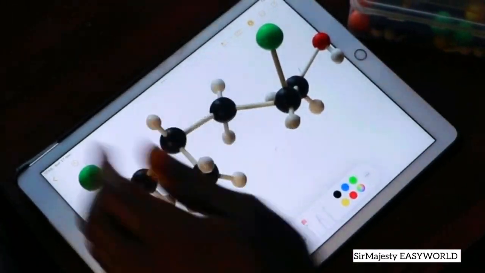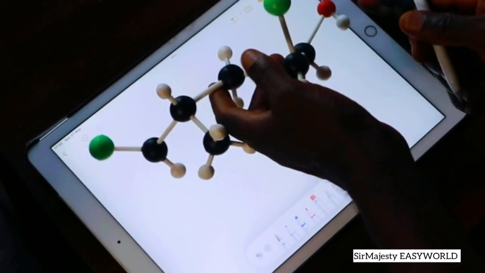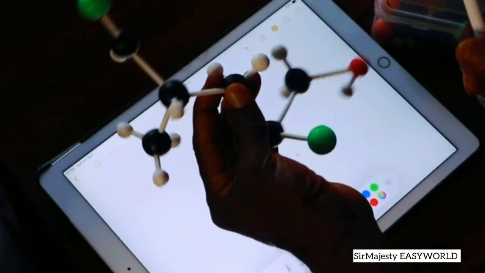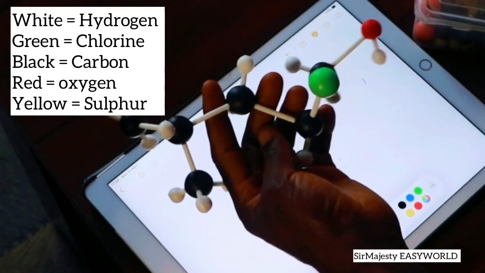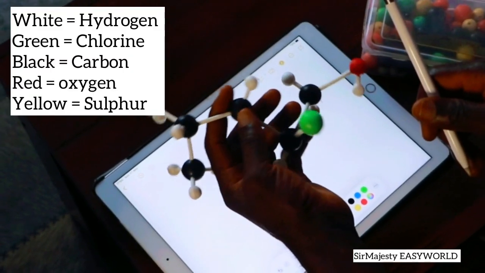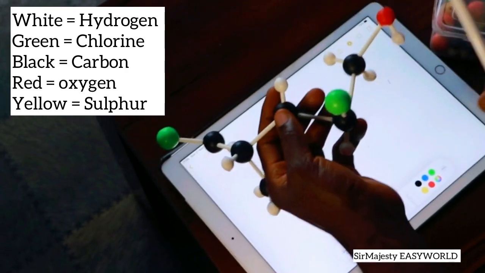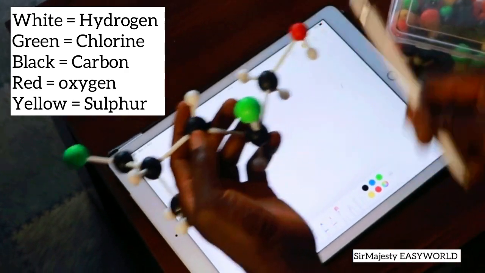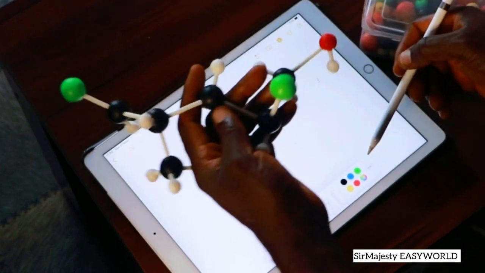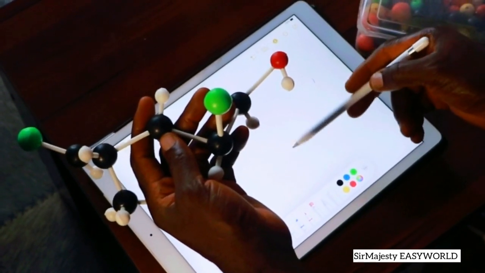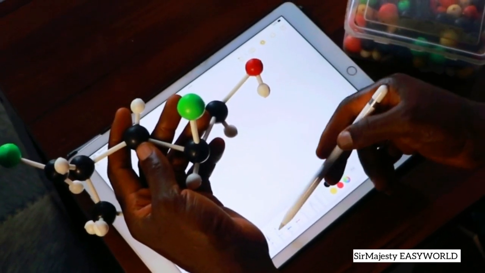Okay, we are going to be naming this structure over here. It looks complicated, and remember the symbols of the atoms. Black is carbon, of course, hydrogen is white, and green is for chlorine, also fluorine. Oxygen is red over here. So this structure, I can draw it in a way that we will understand it more here.